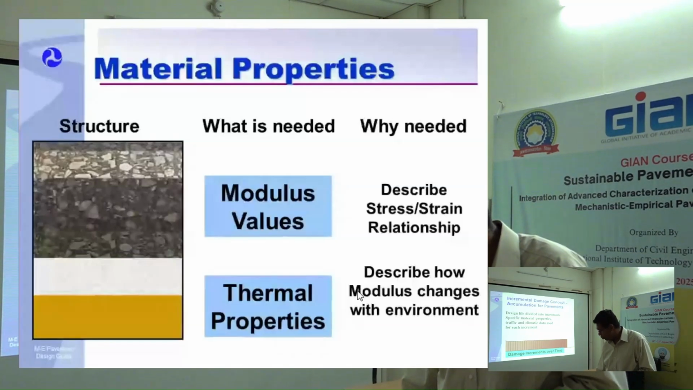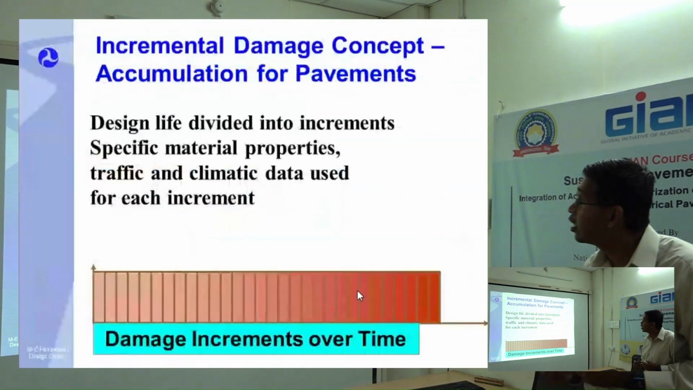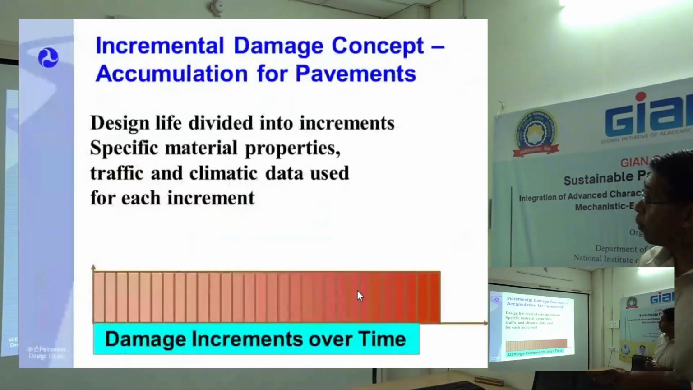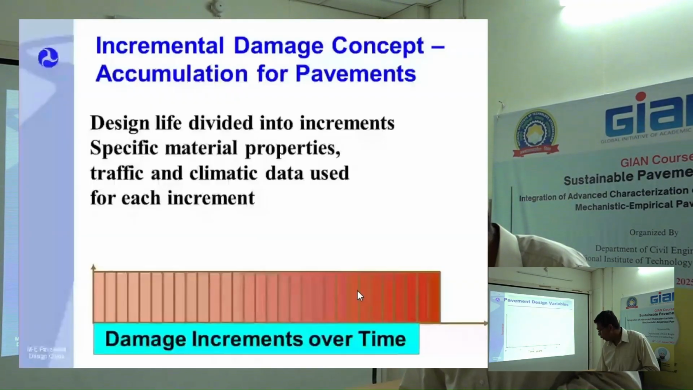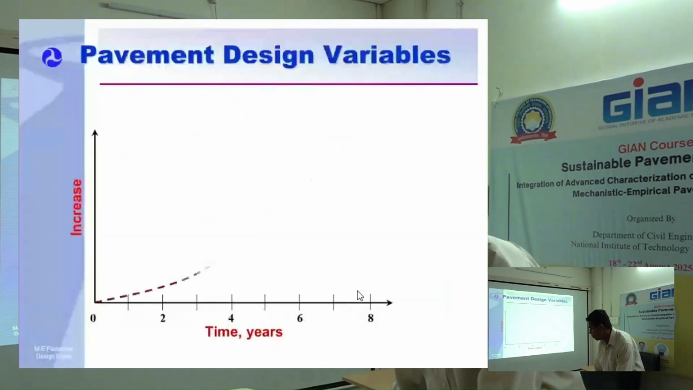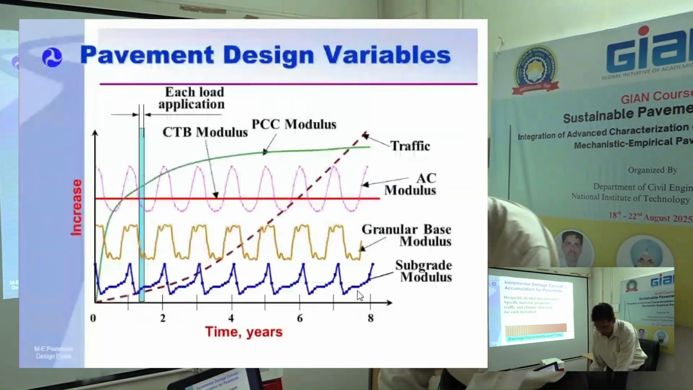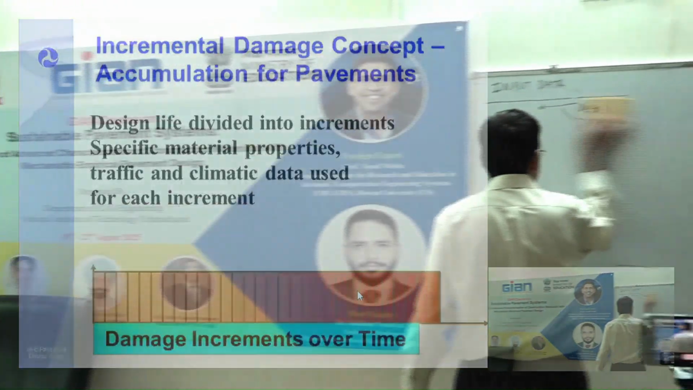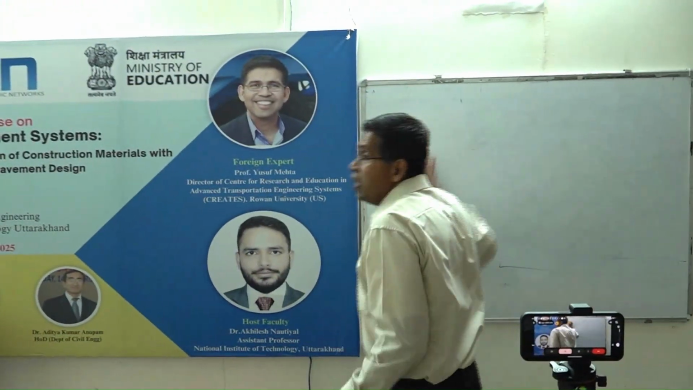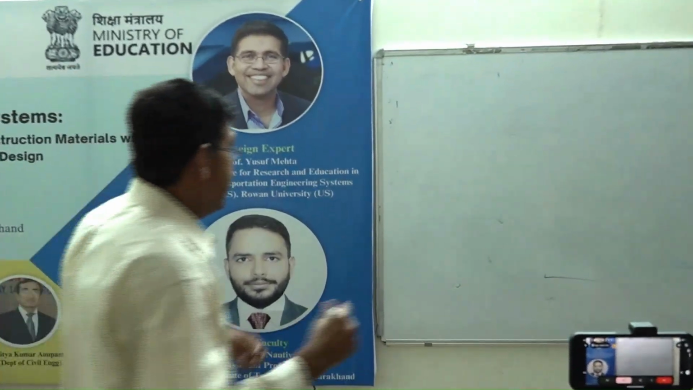This is the most important. Design life is divided into increments. Specific material properties, traffic and parametric data. Okay, I'm going to explain this. This is the brainwork of the AASHTO 93. The entire 20 years, I want everybody's attention, if you can, on the board.